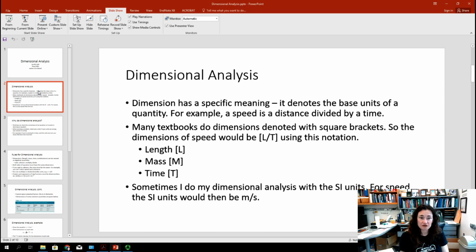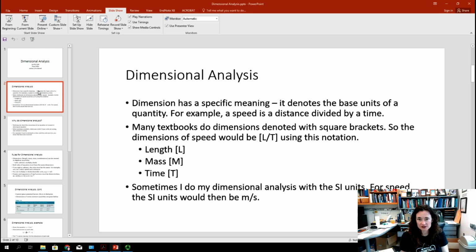Now, we could also refer to those things in terms of their SI units. So for example, miles per hour isn't an SI unit. Those are English units. If we wanted to switch over to SI units, instead of miles per hour, we would say meters per second, and that would be the SI unit for speed.